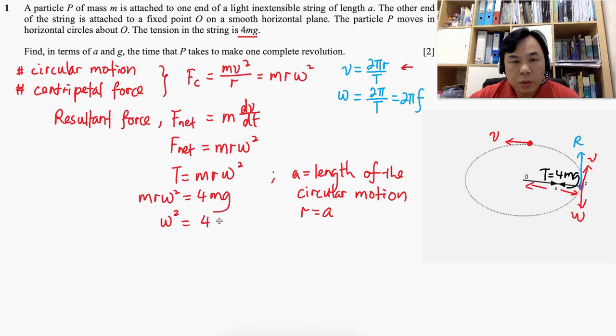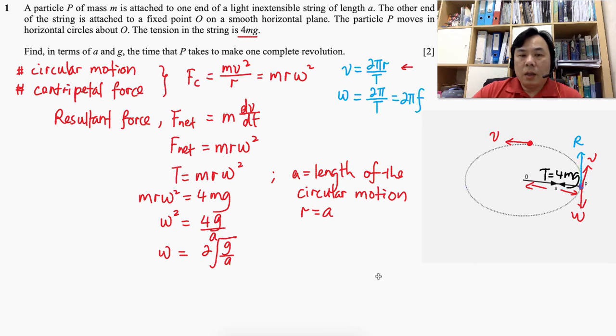So from here, I will be able to get my angular velocity square equal to 4g over a. And then therefore I found that omega is equal to the square root of 4g over a, which is 2 times the square root of g over a. That is the angular velocity.